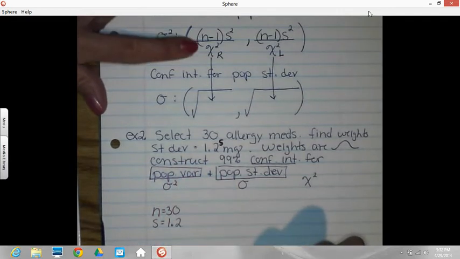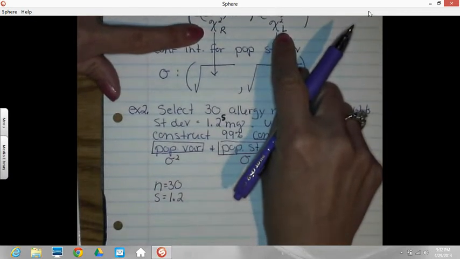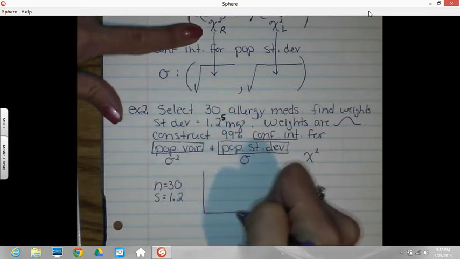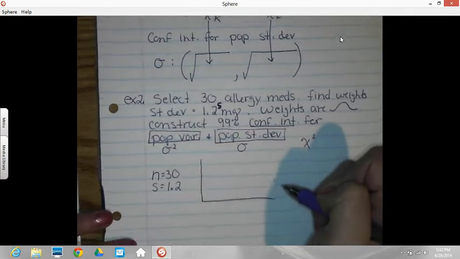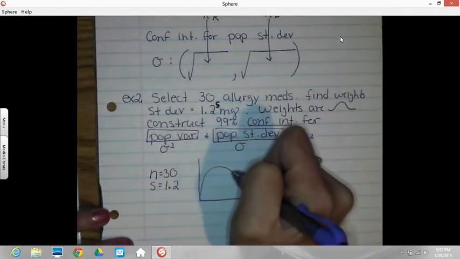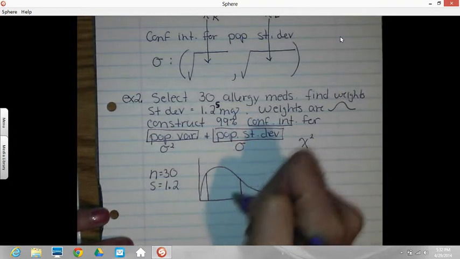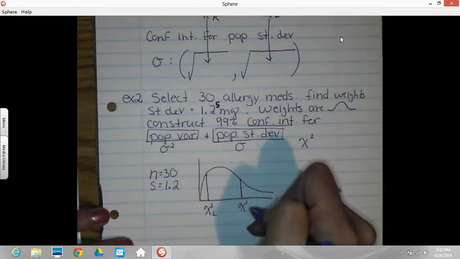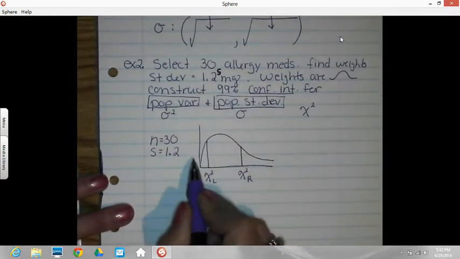And then I need my two chi-squared values. So we will look those up. If you want to make the graph, you can. It's not necessary. I kind of like to so I can see the areas. Okay, my chi-squareds are on this skewed graph. I need to find these two chi-squareds. Chi-squared left, chi-squared right. I always like to find the areas in here, fill them in.